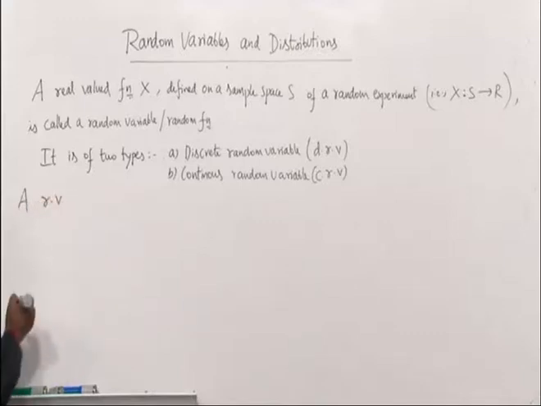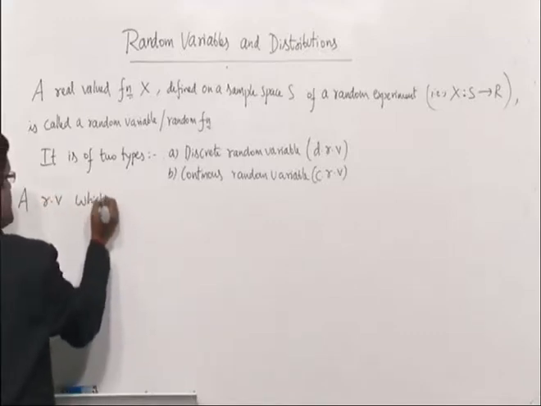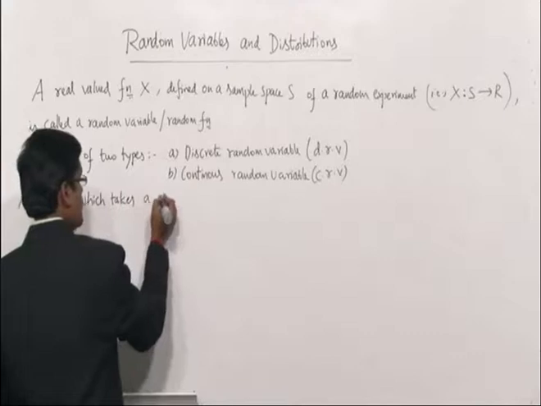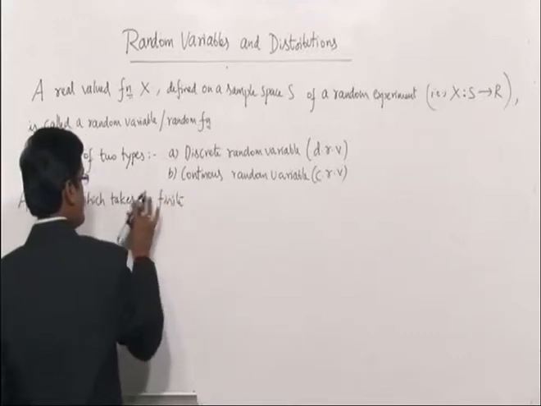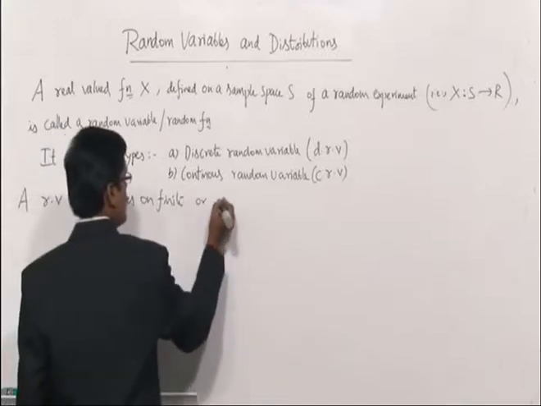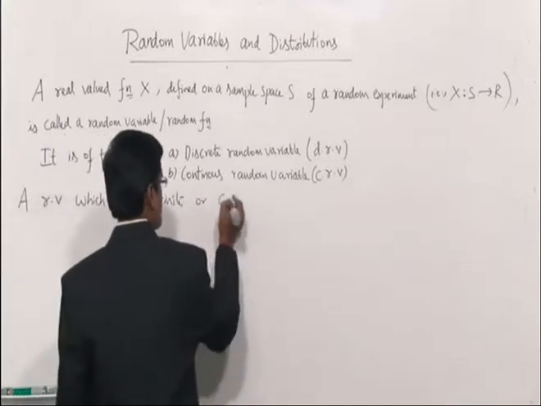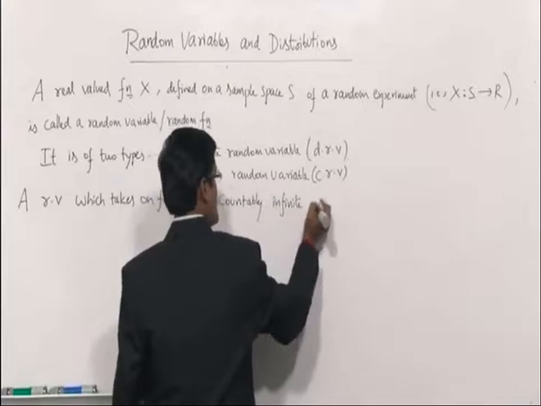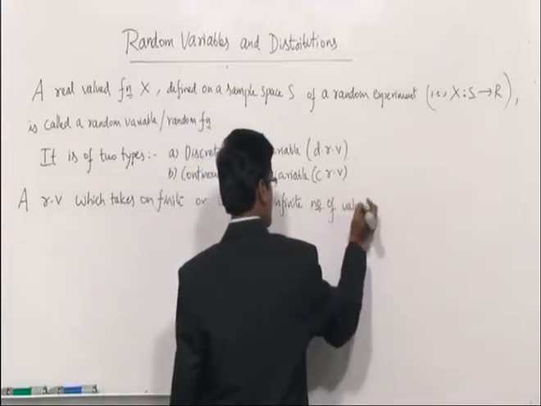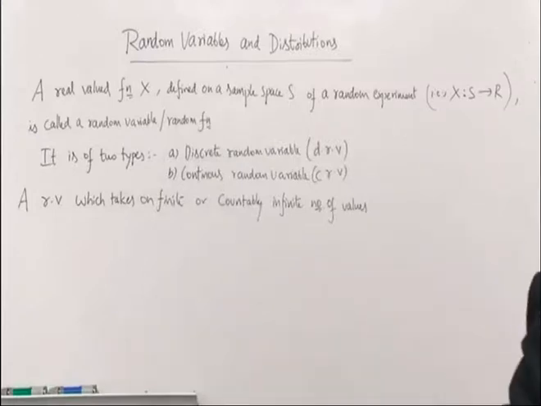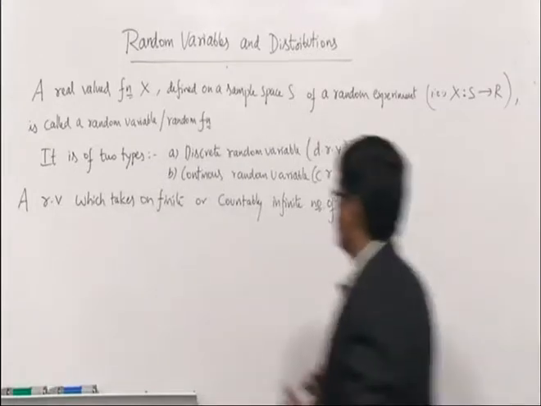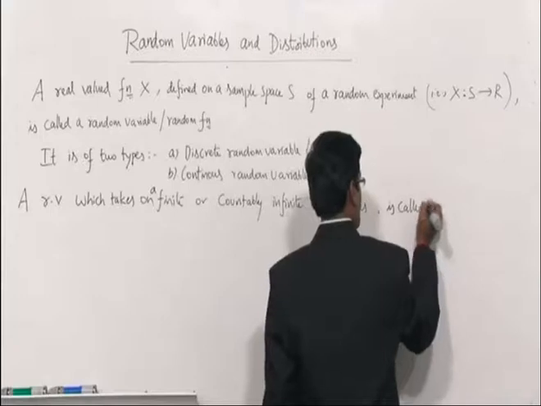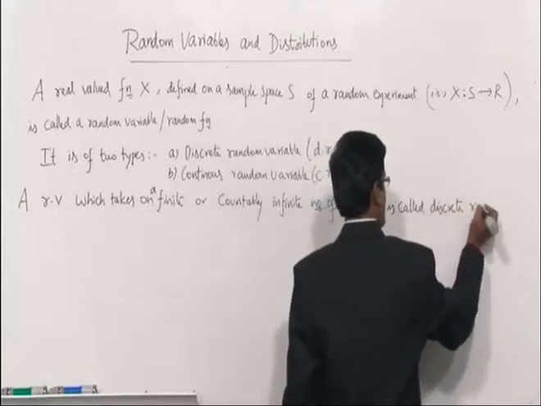An RV, a random variable, which takes on a finite or countably infinite number of values is called a discrete random variable.